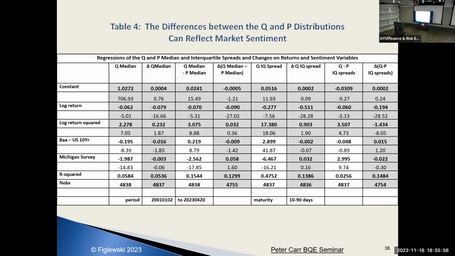If consumers are confident, a positive coefficient says that the interquartile spread is greater for the Q than for the P. As you can see, I've got a few issues here with the interpretation of this, and I think there's a lot to be improved on in this table.